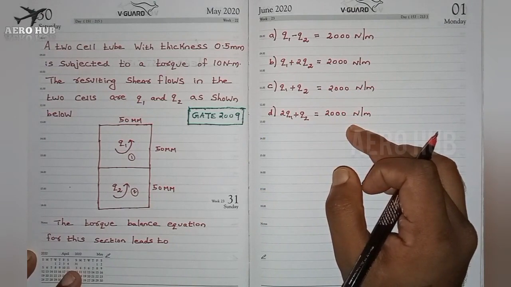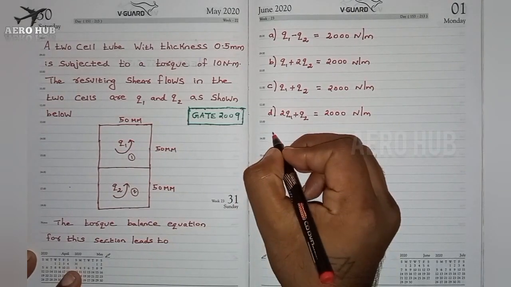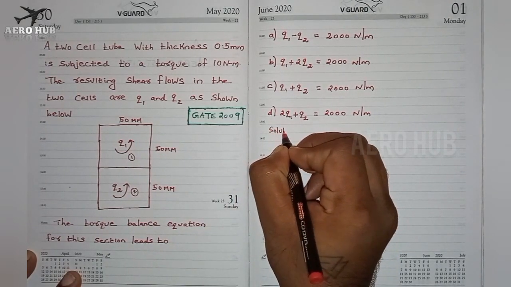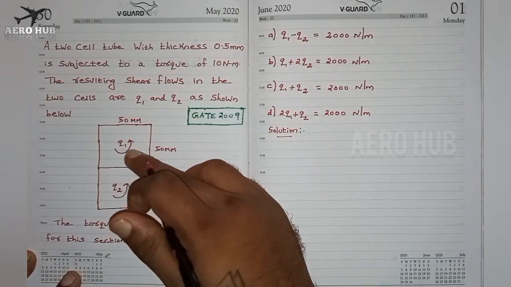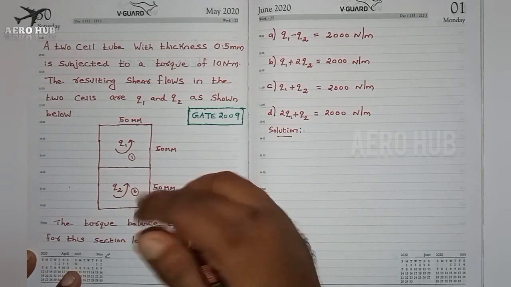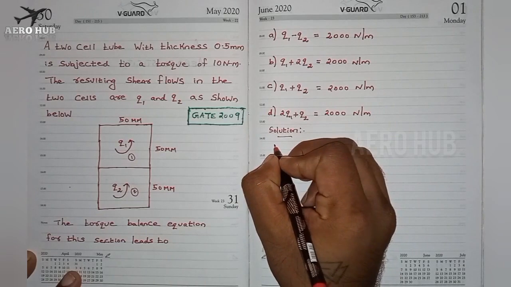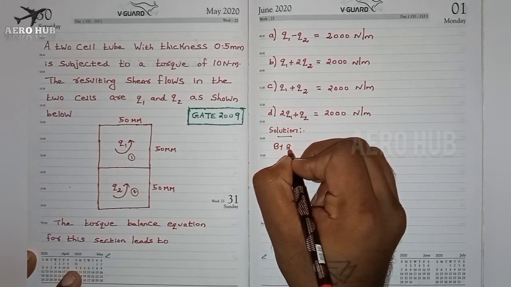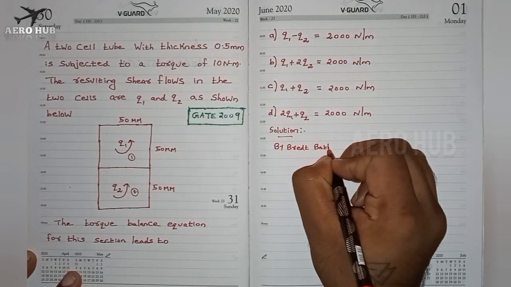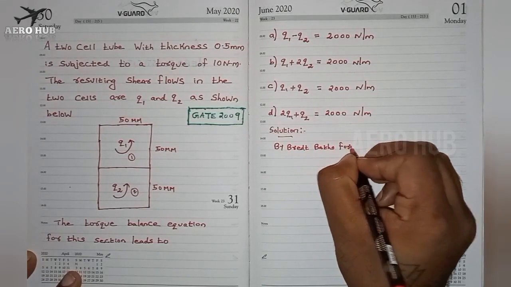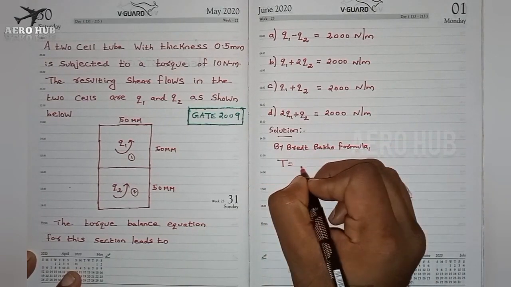So this is the question, and we have a multi-cell structure here, and we have two cells, cell number 1 and cell number 2, and they are asking the torque balance equation. So we have something called Bredt-Batho formula, that is nothing but the relationship between the torque and shear flow.